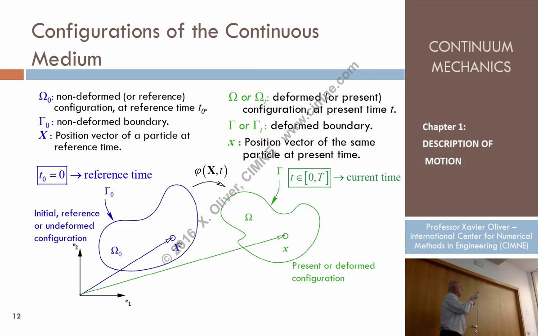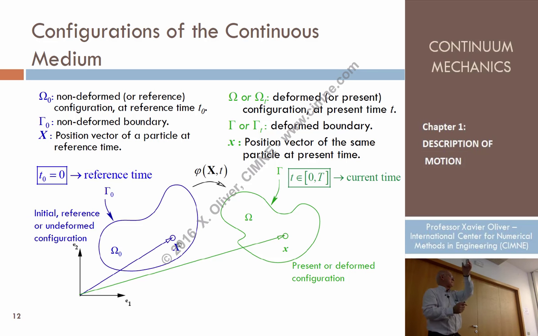the infinite particles of the continuum medium along time, at every time of the movement, there is a different configuration. The configuration is the locus, meaning lloc geometric, lugar geometrico, the locus of all the spatial positions occupied by the particles of the continuum medium at a given time. At a given time. So we have an initial configuration, which is that. Then when I move, at every time, I have another configuration. What is the configuration? The locus of the positions of the particles at that time.